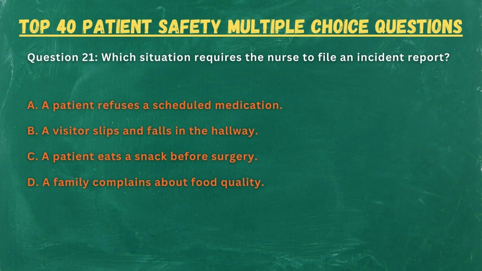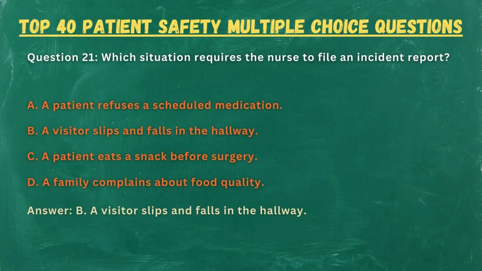Question 21. Which situation requires the nurse to file an incident report? A. A patient refuses a scheduled medication. B. A visitor slips and falls in the hallway. C. A patient eats a snack before surgery. D. A family complains about food quality. Answer: B. A visitor slips and falls in the hallway.